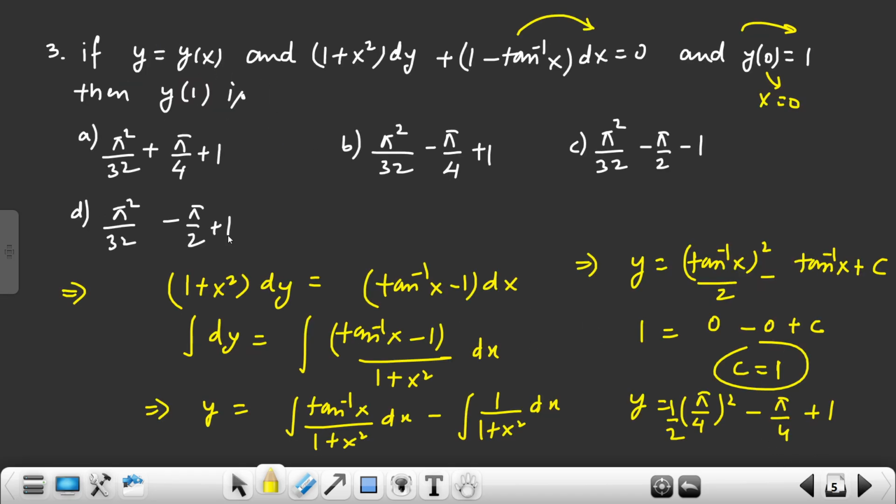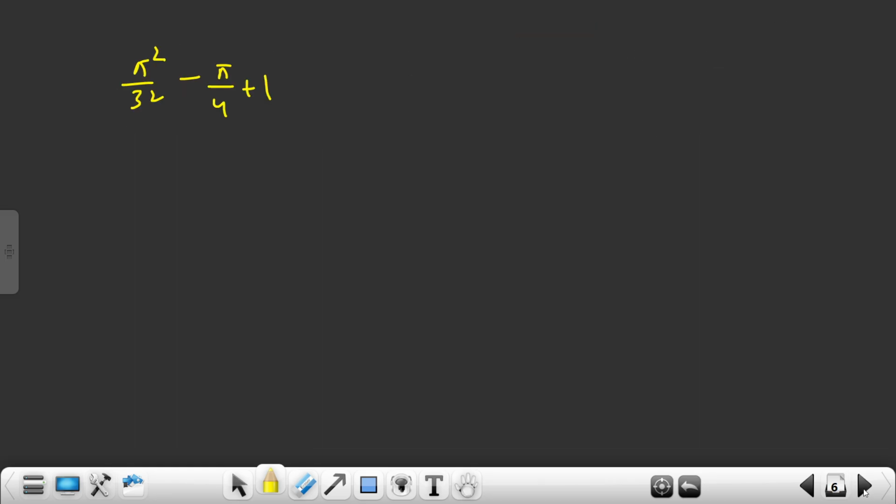Very simple question. So which option should it be? As per my answer, option B is there. B for IIT Bombay, right? That is the option, correct? So now let's move to the next one.